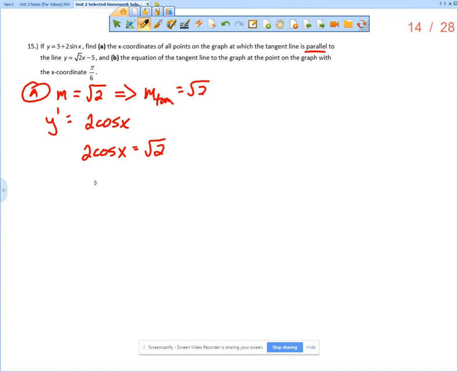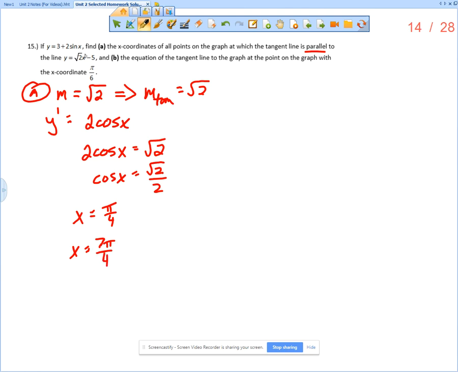All right, so we're going to divide by 2, and we get that cosine x is equal to root 2 over 2, which means I want to determine the values of x for which cosine is root 2 over 2. Well, we want to think about the unit circle. Remember, cosine is positive in quadrants 1 and 4, and specifically root 2 over 2 at pi over 4 or 7 pi over 4.